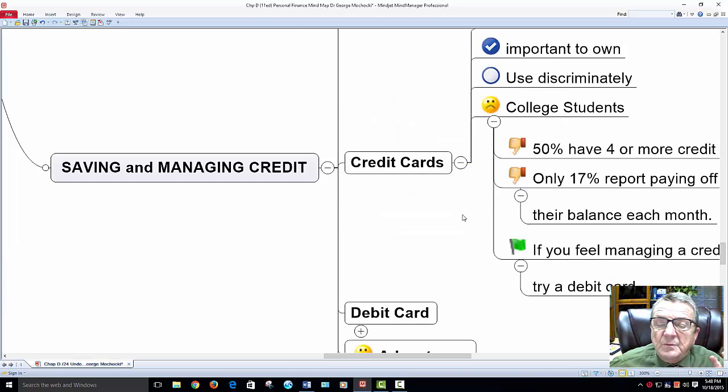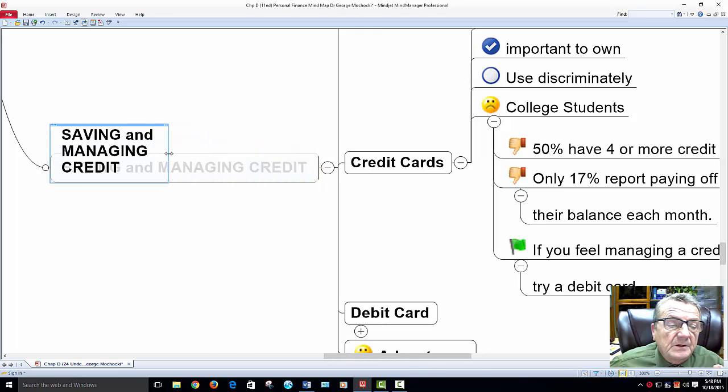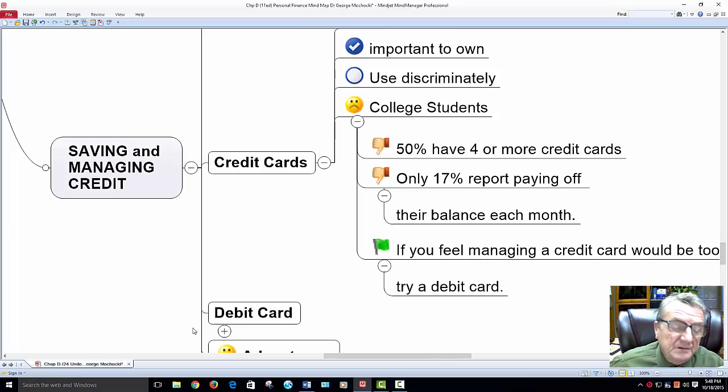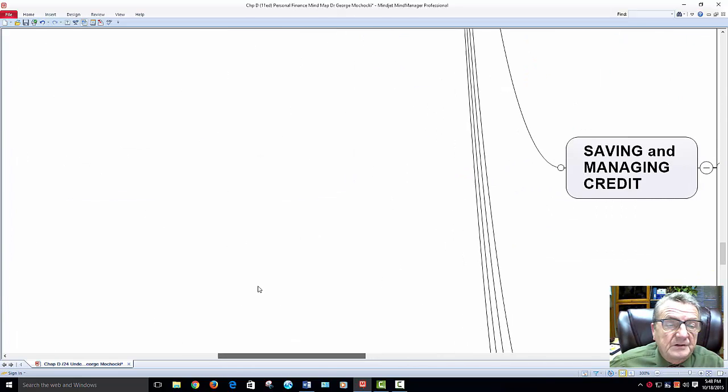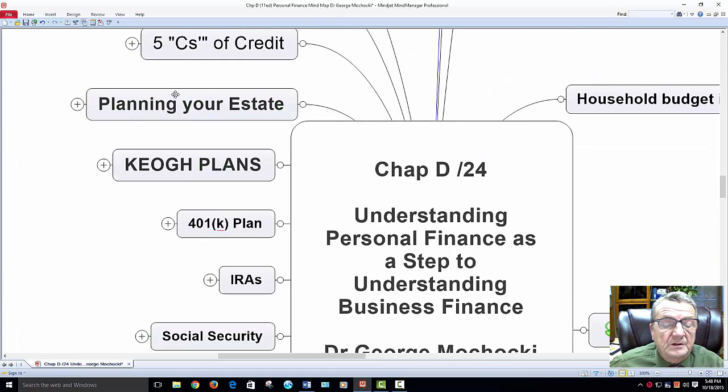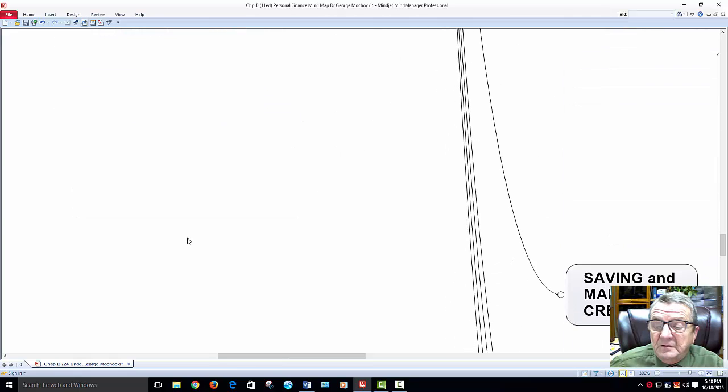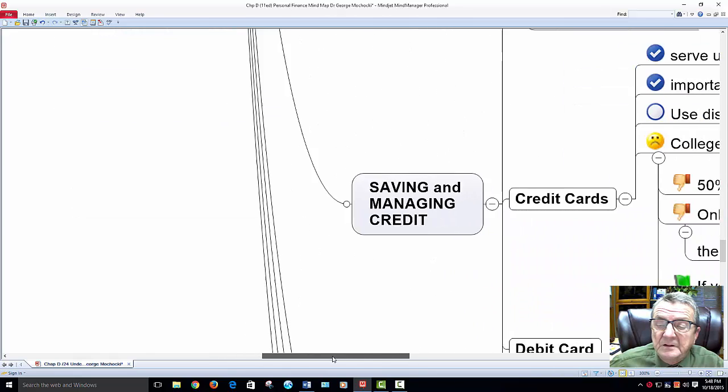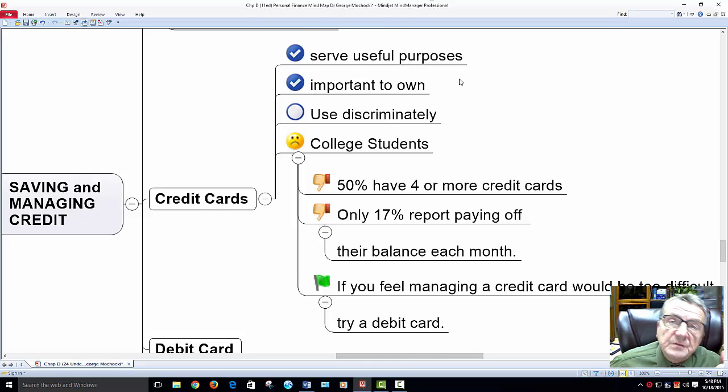Okay. Now you have credit cards. Why do you need credit cards? For lack of better words, we need credit cards. Try to fly in a plane without a credit card. A credit card does a lot of things that we'll be talking about later on, on the other side, when I cover the 5 C's of credit and how to get the credit card. But here's the big thing with a credit card: it serves useful purposes. I don't have to carry all the cash.